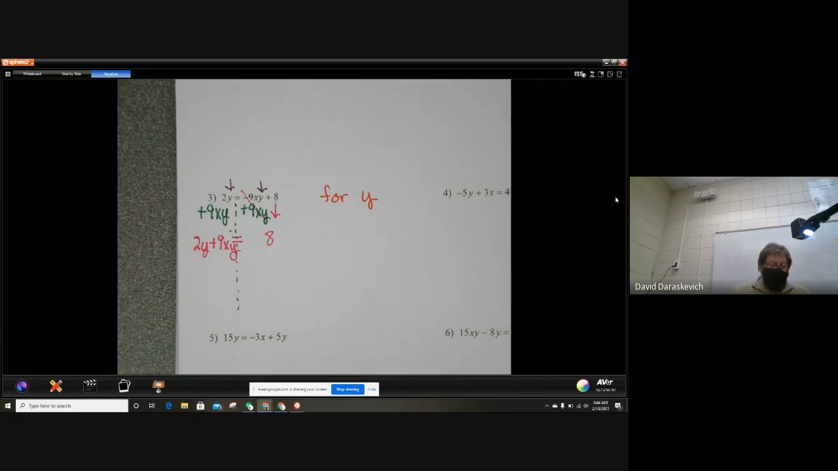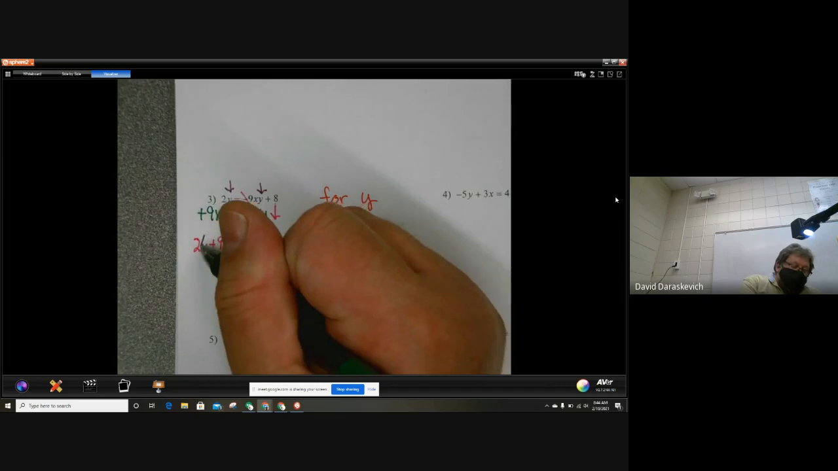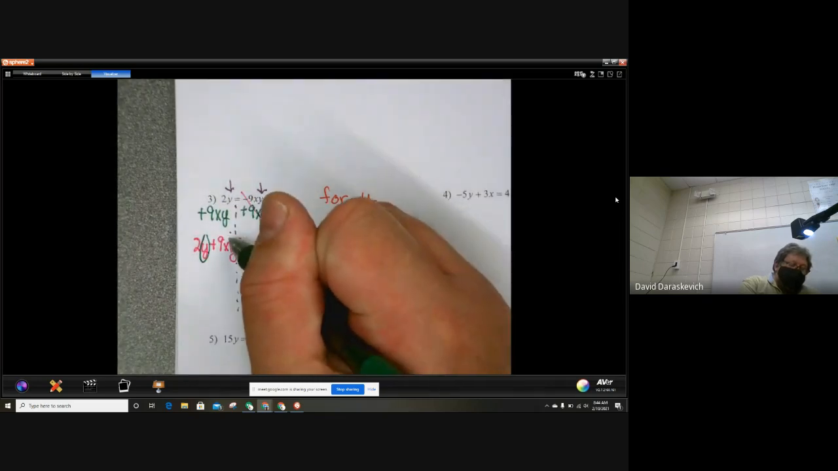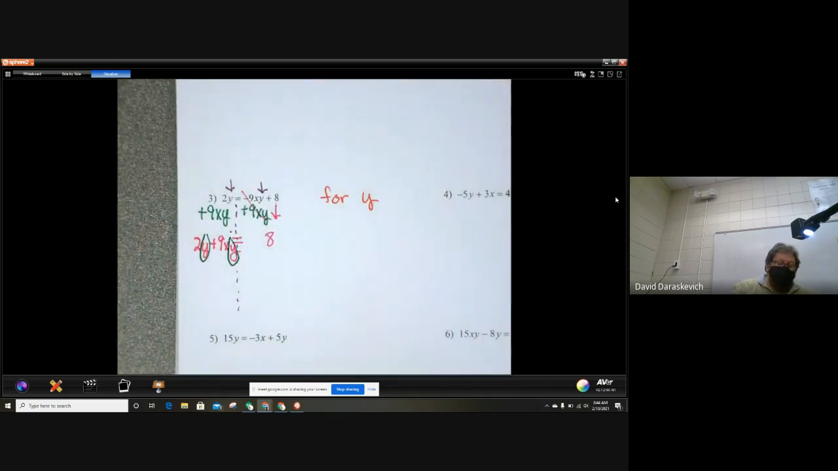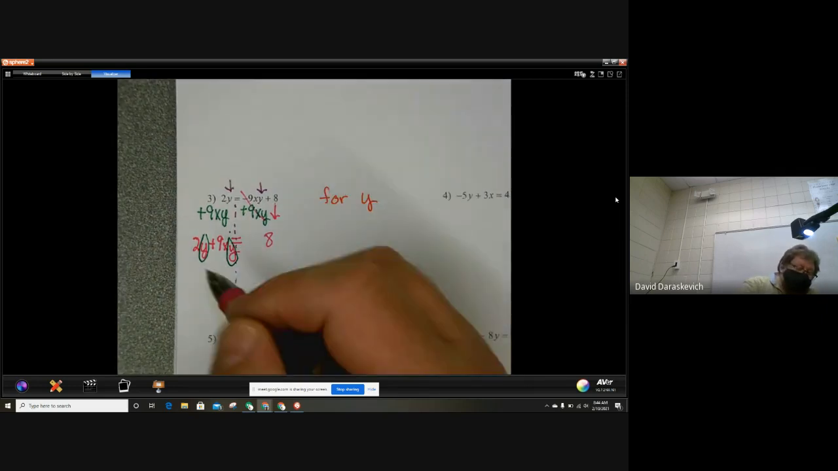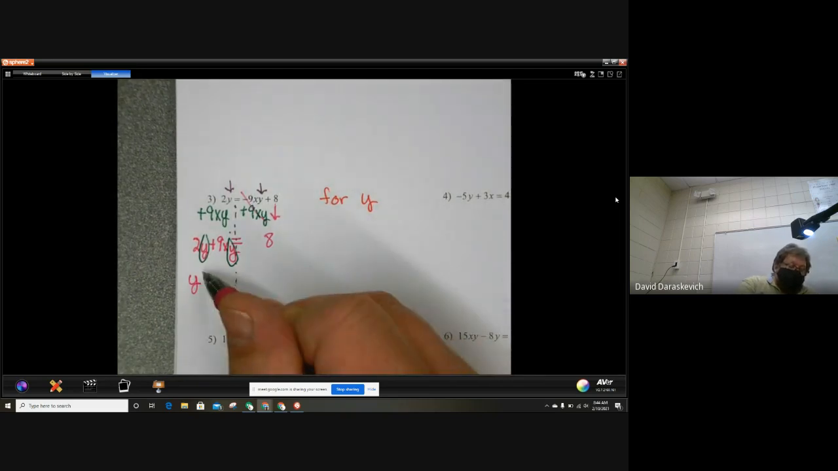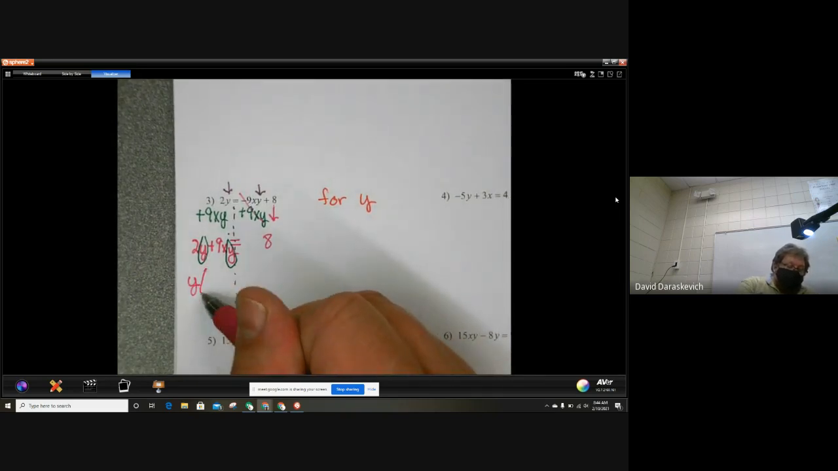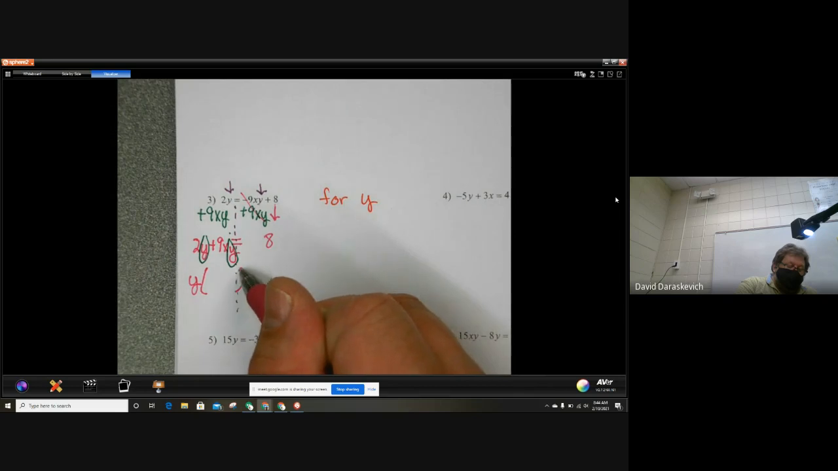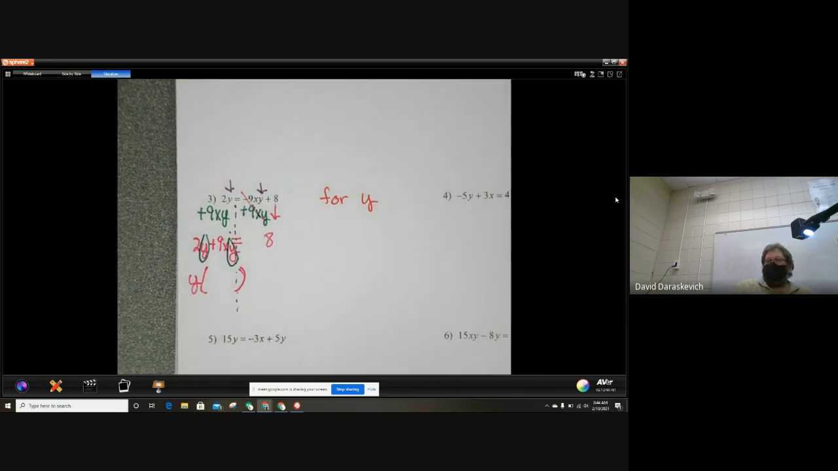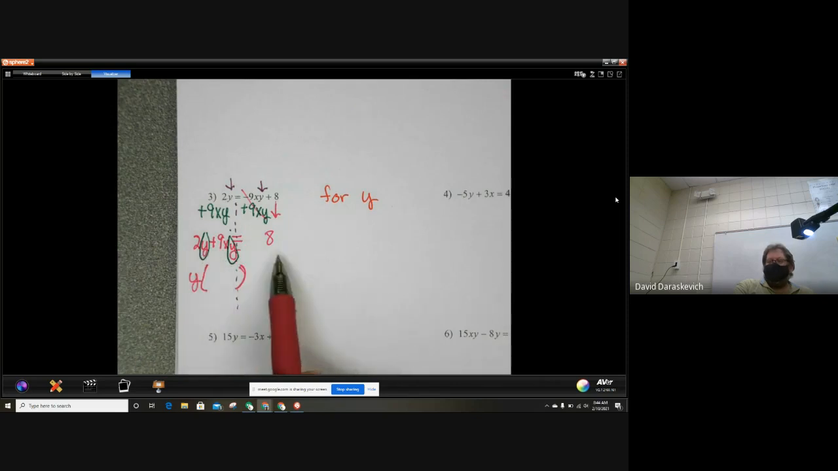Now, I'm looking at this, and I have a y in this term. I have a y in this term. I'm going to go ahead and pull that y out. Okay, and this is why we call this undistribute, because I'm going to end up with parentheses here. And what I'm actually doing is I'm dividing out a y from each one of these terms.